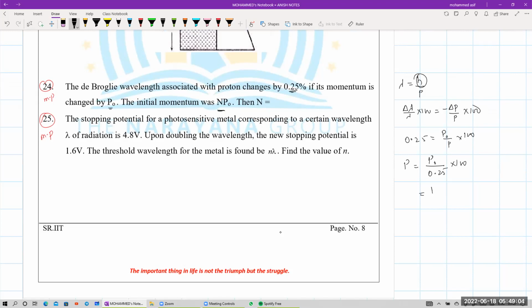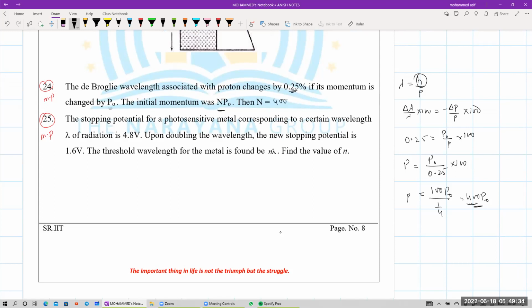This is 100 times P naught divided by 1 by 4, which becomes 400 times P naught. So what will be the answer? The initial momentum was n times P naught, so the n value will become 400. Got it?